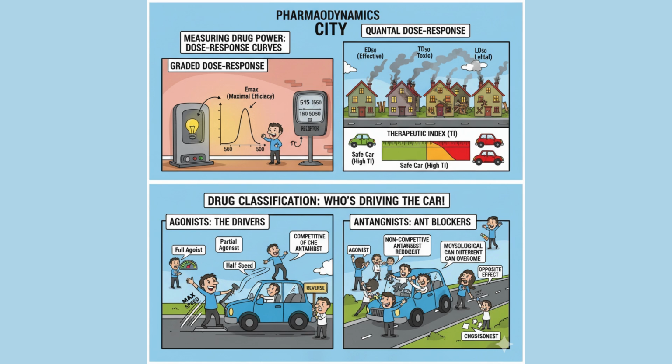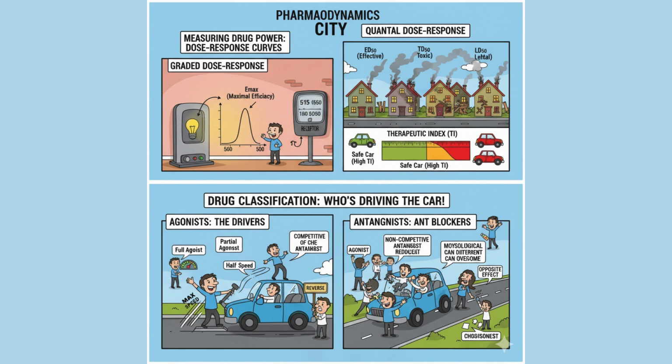Here we have 4 types. Competitive antagonists. This person races to the driver's seat and sits there. If a real driver comes along, they can push the competitive antagonist out if they're strong enough, like if there is enough agonist concentration. The car still can go full speed, but you need more real drivers. And the non-competitive type, this person might glue themselves into the driver's seat or maybe even slash the tires from the passenger seat. They typically prevent the car from ever reaching its full speed, no matter how many real drivers try to get in. You can't overcome them by simply adding more agonist. So they go into irreversible binding.